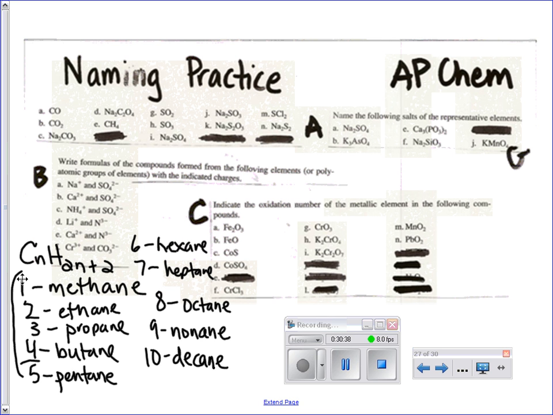Potassium dichromate. Yep, potassium dichromate. Sun. Manganese(IV) oxide. Good. Philip. Lead(IV) oxide. Perfect. All right, next part.